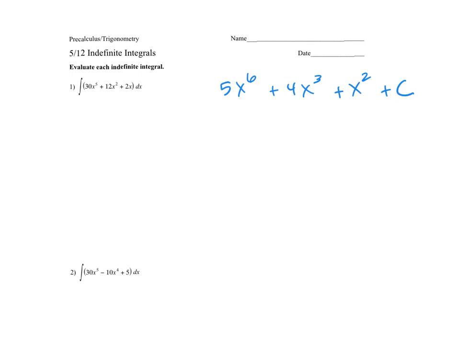Number 2, the answer is going to be another 5x to the 6th minus 2x to the 5 plus 5x plus c. All you're doing is finding the antiderivative, and tomorrow you're going to have numbers here and here to find the area under the curve between those two numbers, whatever numbers we put in there. So stay tuned for that.